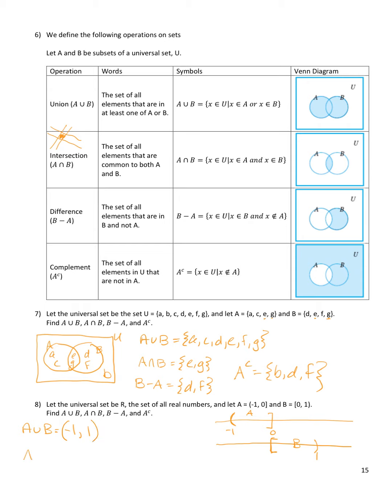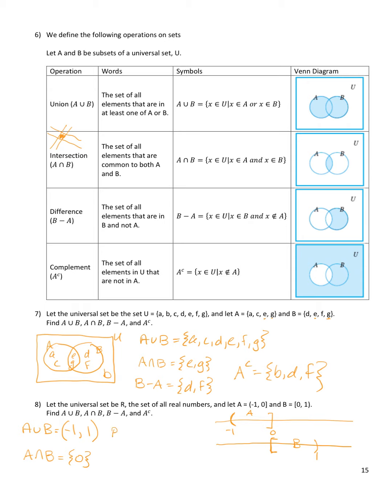And then A intersect B. That's any elements that the two sets have in common. And looking at this picture, it looks like 0 is the only thing they have in common, because 0 is in A because of the square bracket, and 0 is in B because of the square bracket. So that's the only point these two sets have in common, the point 0. So it's just one number, 0.